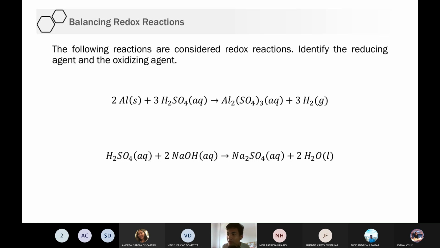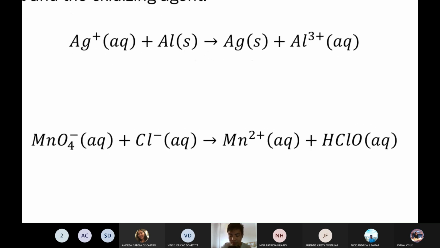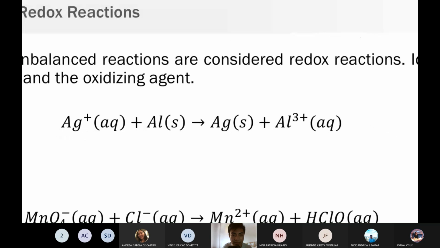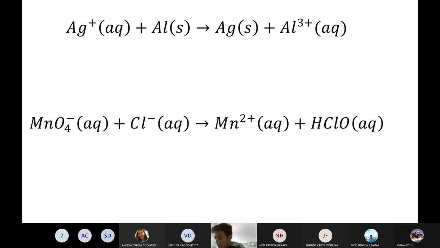Okay, so ganun lang. How about this one? Redox ba tong mga to? And I want you to identify sino ang oxidation, sino ang reduction. Ayan. So I want you to identify which is the oxidation, which is the reduction.